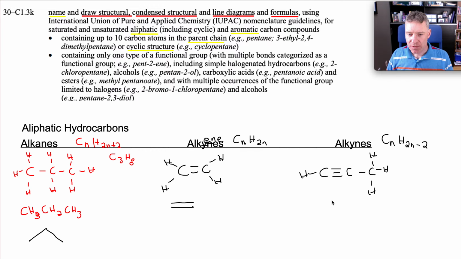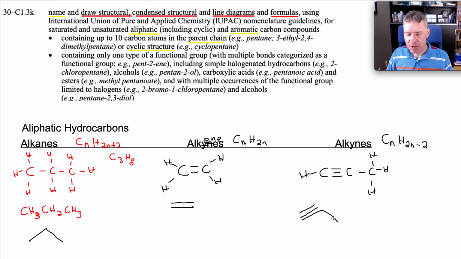Line structure for this guy, 3 carbons. So I'll drop my pen and go 1, 2, 3, lift my pen, and this first spot has 3 bonds, so I have to triple up. Okay. So that's one way you could draw it.